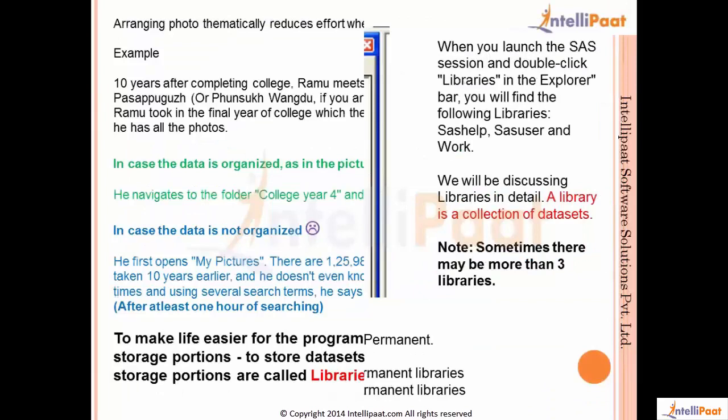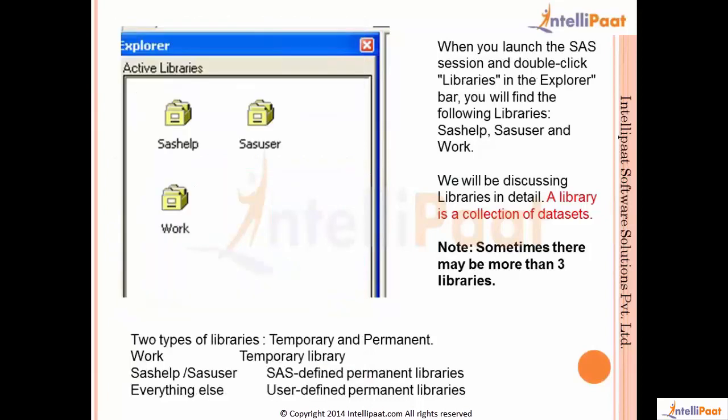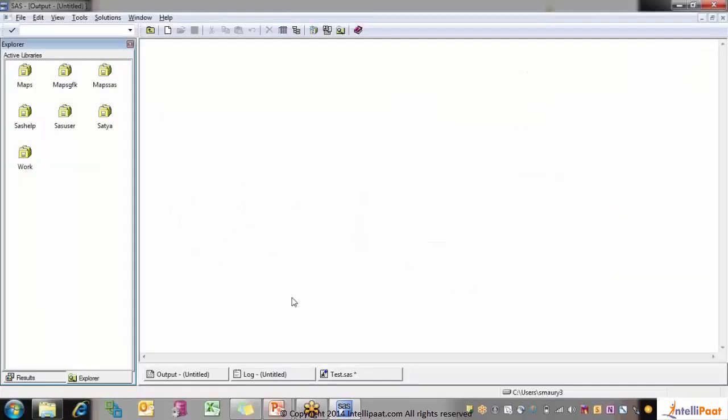Again, it is telling you that there are default libraries, SAS Help, SAS User and Work, which you get on your system. But let me tell you an important point, an important question which is normally asked in interviews: we have a Work library, a SAS Help library, and a SAS User library. So basically, when you open all these three libraries one by one, whenever you want.